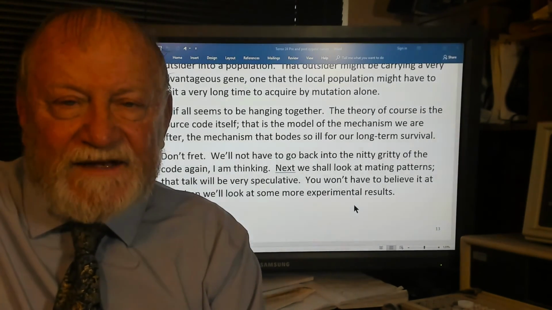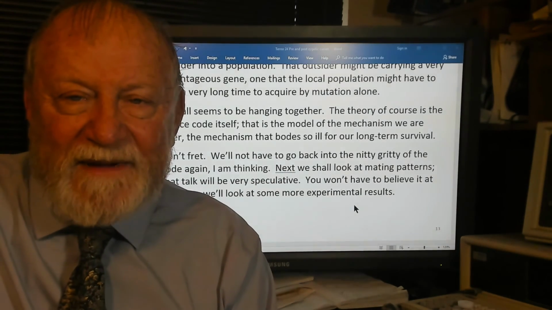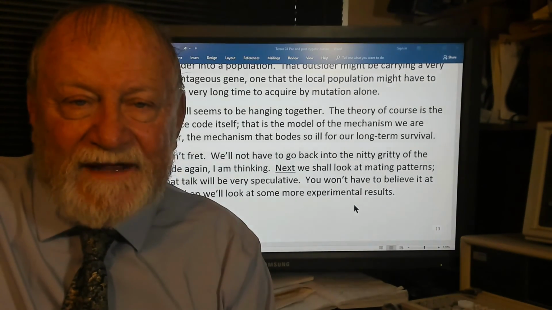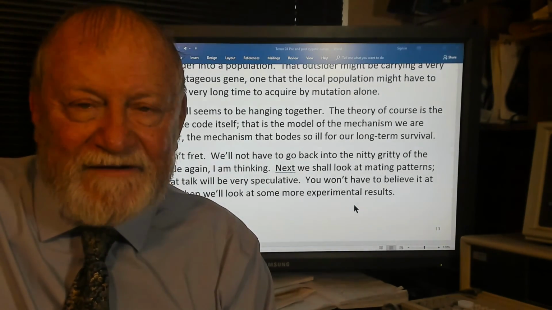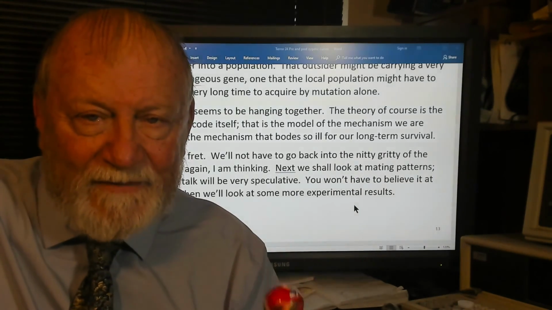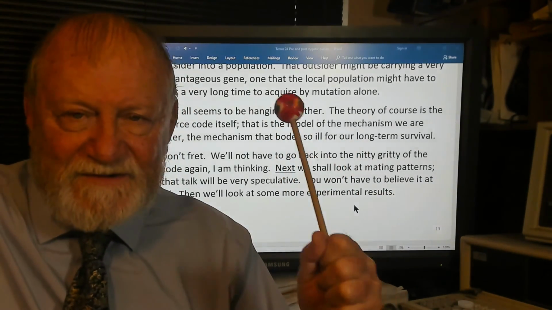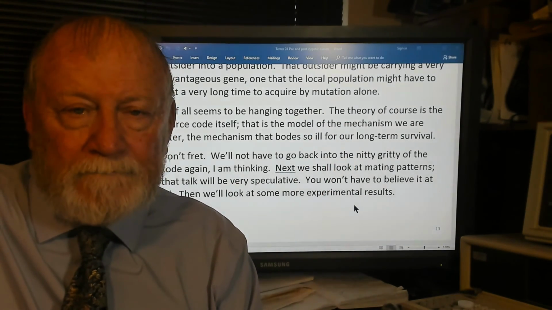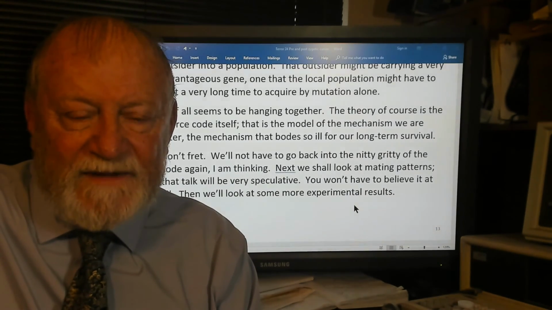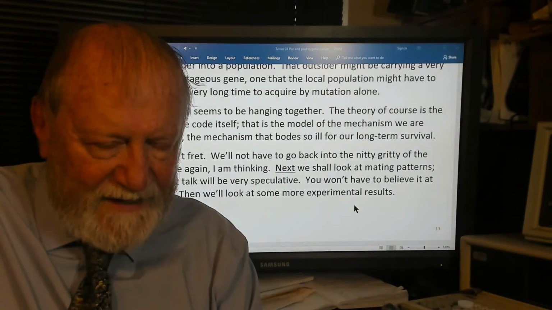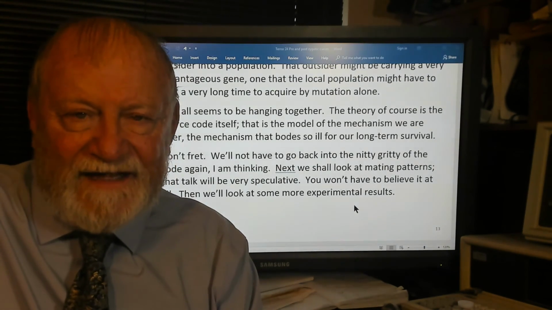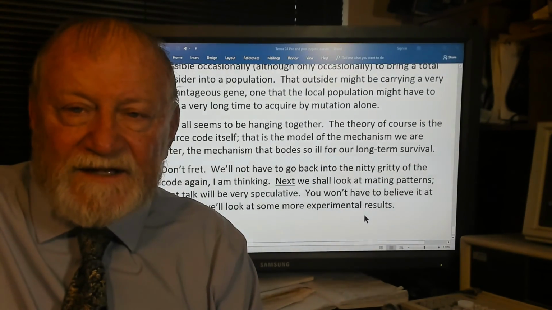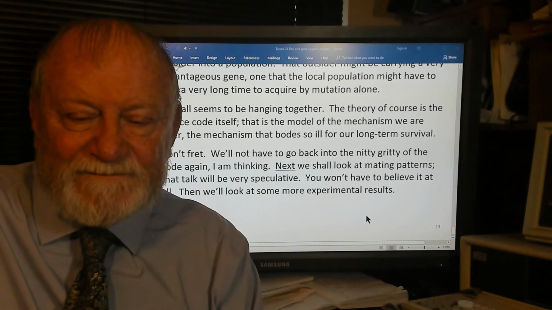Okay, so that's it. If you made it this far, we don't have to go back into the nitty-gritty of code again, I'm thinking. Next time we'll look at mating patterns. That talk will be very speculative. So far, it's all been hard numbers. I've been trying to give you the truth as measured or calculated, and this is going to be somewhat more speculative. There will be numbers, but you don't have to believe it. It's okay if you just say, "Oh, fiddle," and go away, like so many people do with the important results.